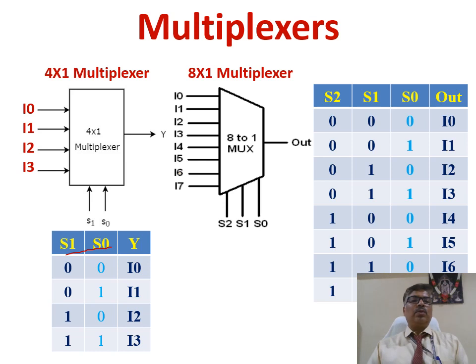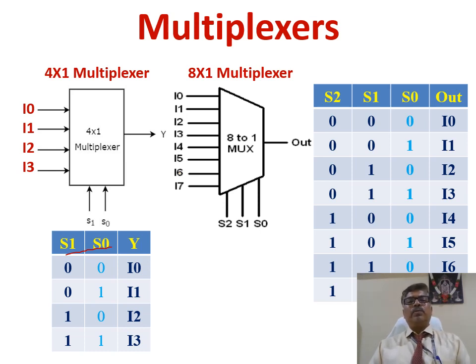For 0 0, the output will select I0. For 0 1, the output will select I1. For 1 0, I2, and 1 1 is I3. So out of 4, the output will select one of the inputs based on your selection lines.